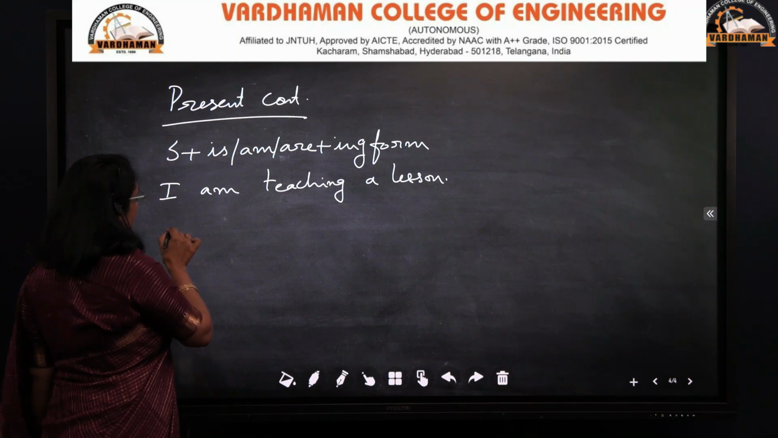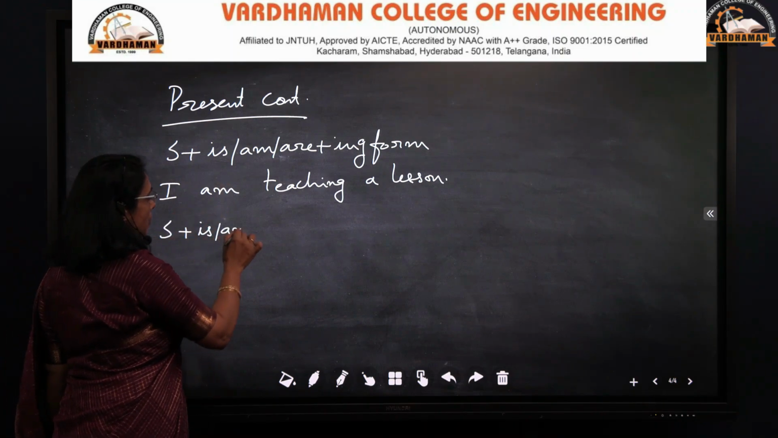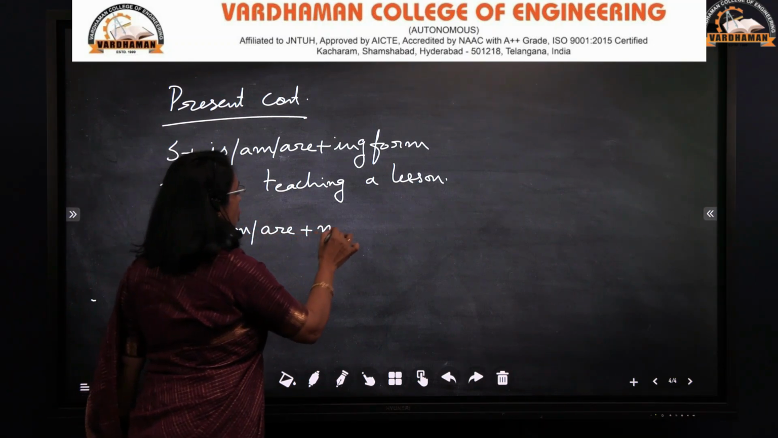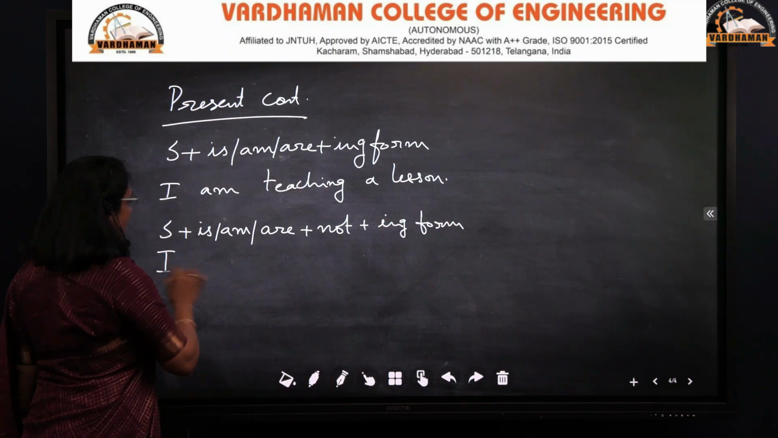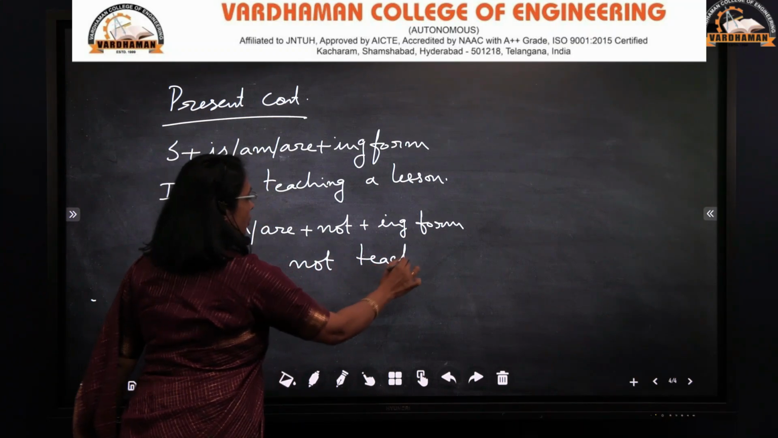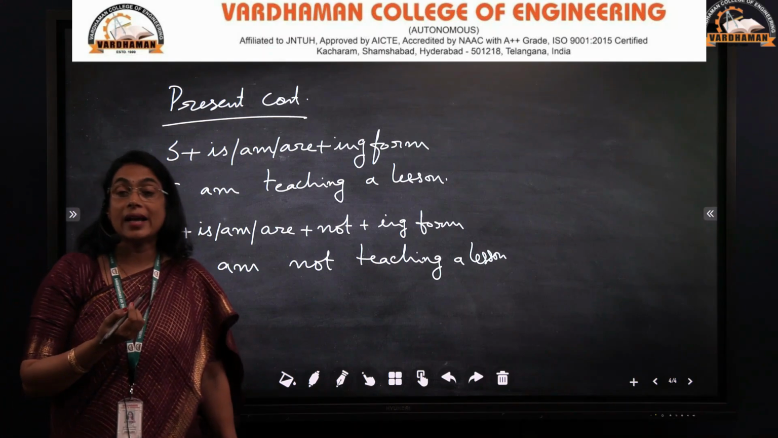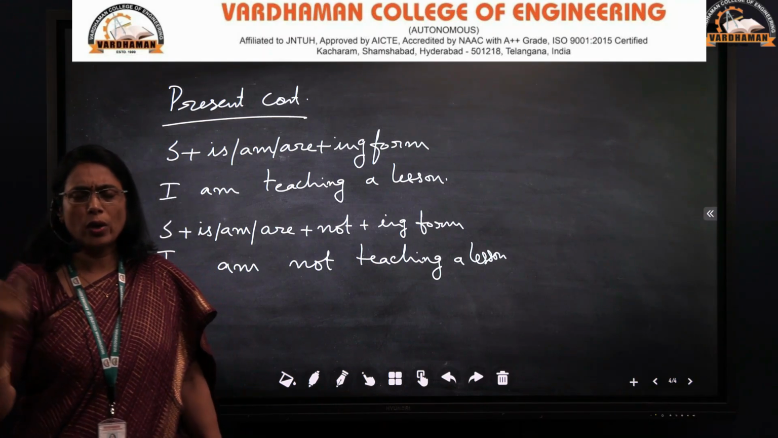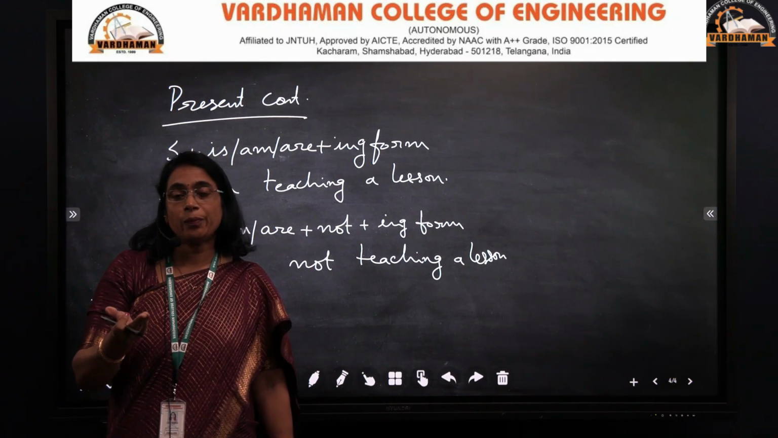And the negative sentence for this is the same thing: subject plus is or am, any helping verb, these are used as helping verbs, are plus not plus ing form. The sentence goes like this, I am not teaching a lesson. Okay, suppose you want to use it for any near future action. I am not coming to class tomorrow. Generally we use it. Knowingly or unknowingly we use the present continuous form, but this indicates near future action.